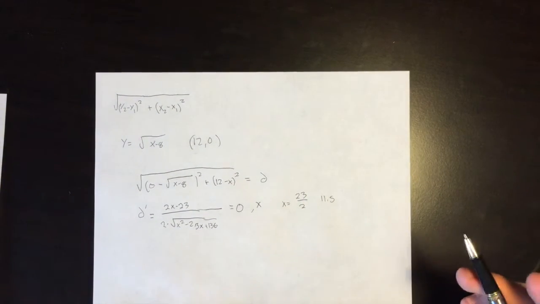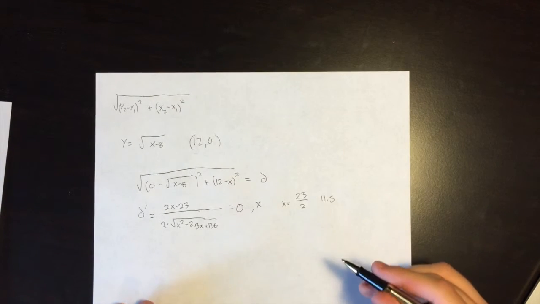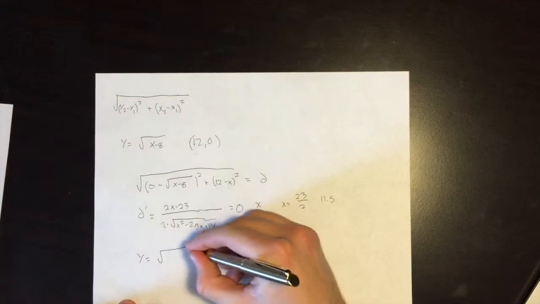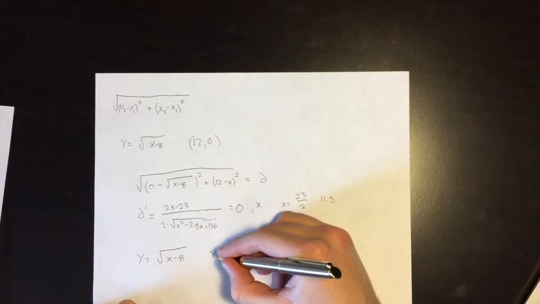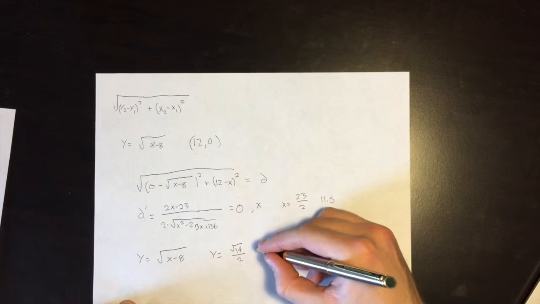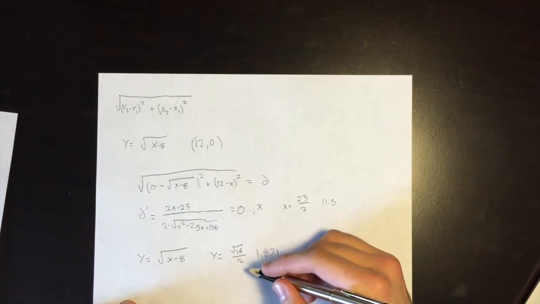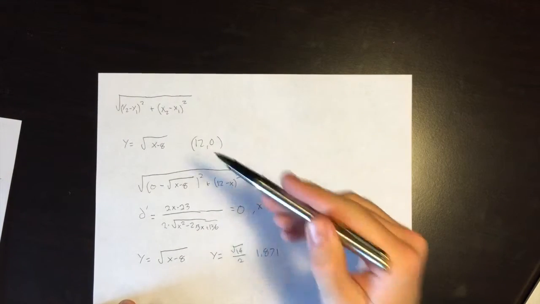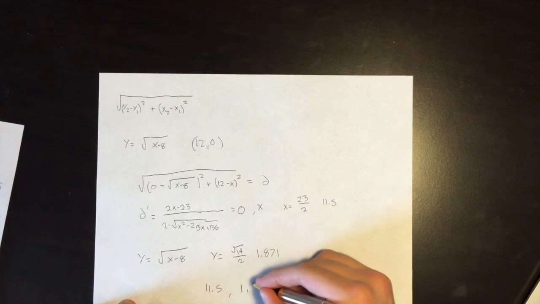Now that's only half of the thing because we have to find the y value that corresponds to that x coordinate. We can do this by plugging it back into our original equation, y equals root x minus 8. So whenever we plug that in, y is going to be equal to root 14 over 2, or just 1.871. So the coordinates of the point that is closest to the ordered pair 12, 0 is 11.5, 1.871.